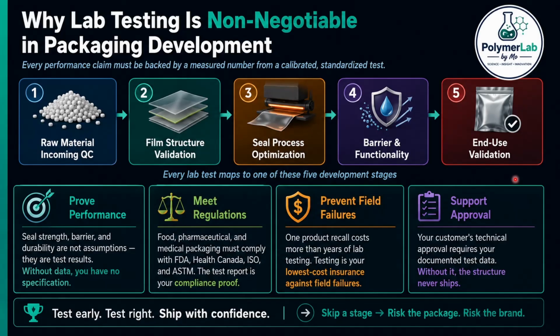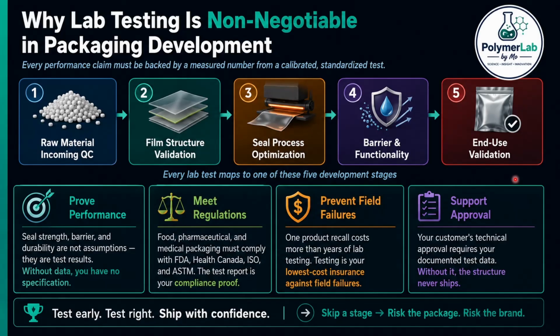And here is the critical point: none of them is optional. You cannot skip barrier testing because you are in a hurry. You cannot skip retort validation because the structure looks similar to something you have run before. The package that fails in the field is almost always the one where someone skipped a stage.